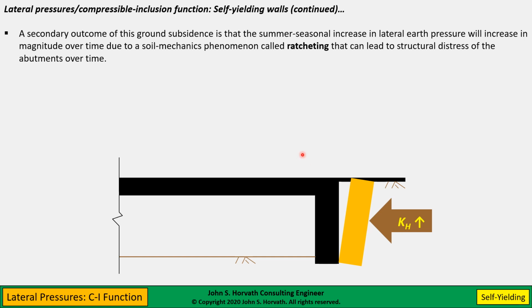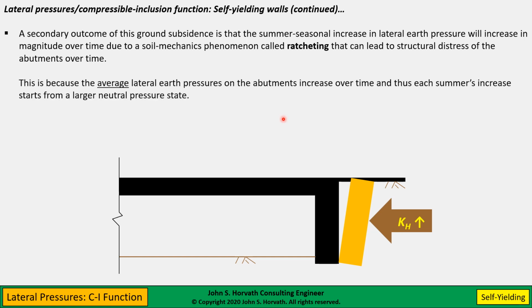And again, this is not just some hypothetical possibility. It's actually been observed in practice. And again, it's because every annual cycle of expansion and contraction begins at a larger neutral pressure state than the initial at-rest state.